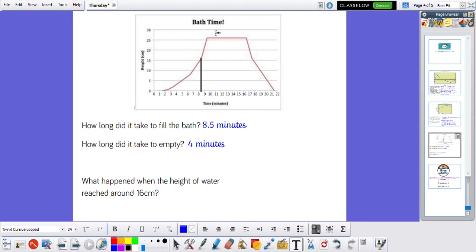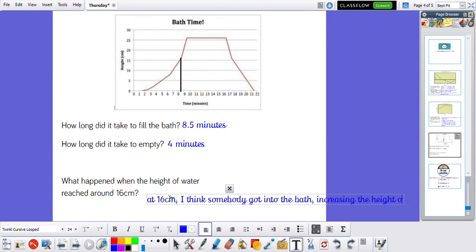It took less time to reach that point. So it's almost like somebody got into the bath and they stayed in the bath, and then they got out. So that's why I said that I thought it took 4 minutes. I thought it was 18 minutes because somebody had gotten out of the bath here as well. So at 16 centimeters, I think somebody got into the bath, increasing the height of the water.